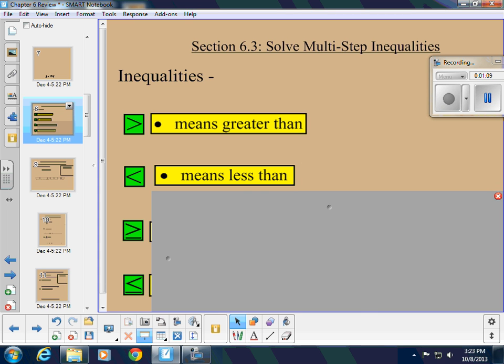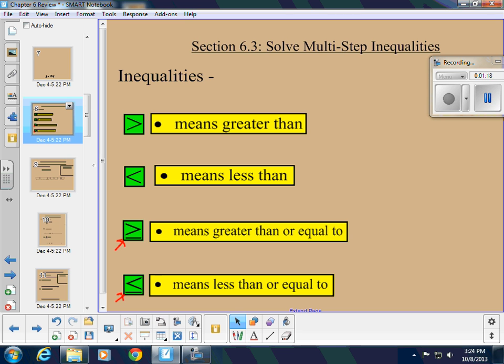And then when I have a line underneath each one, that just means it could be equal to both sides. The left side could be equal to the right side. So greater than or equal to and less than or equal to. These are the four main inequalities that we'll talk about. The nice thing with inequalities, as we'll see, is we can solve inequality problems just like we solve equation problems. They're the exact same type of steps.